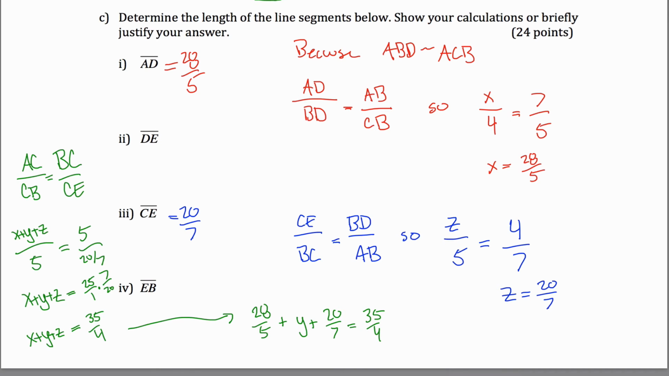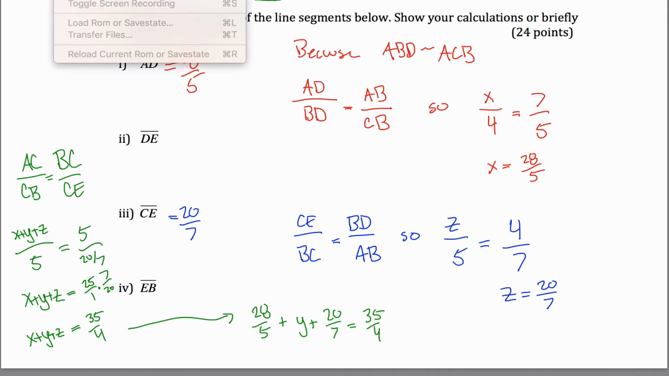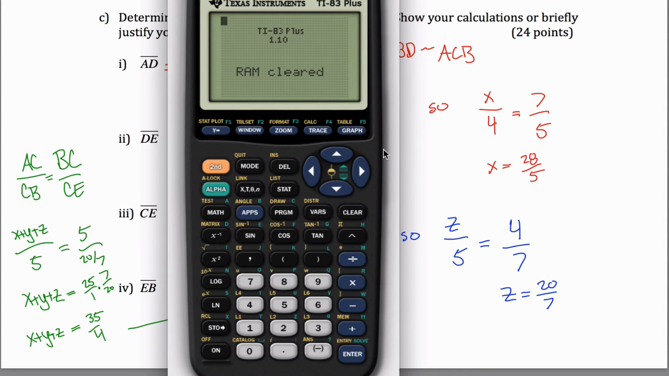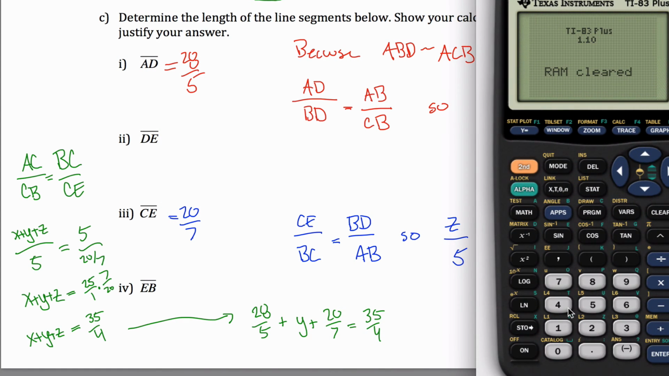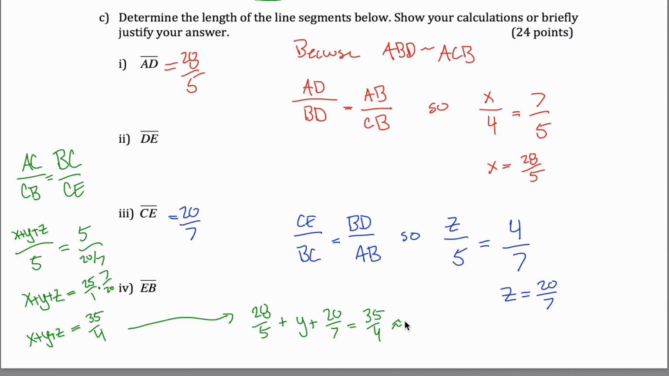I think I'm going to finally break down and use a calculator here. Pull this up. So I could solve for y by taking this 35/4 and subtracting 20/7. And then subtracting 28/5. And getting this 0.2929, I guess. Maybe I'll call it 0.293. So that'll be this answer here, 0.293.